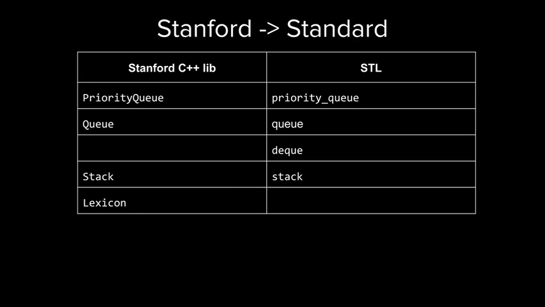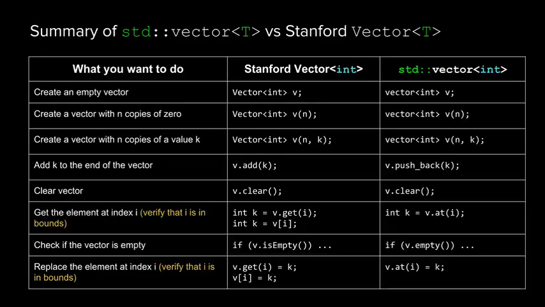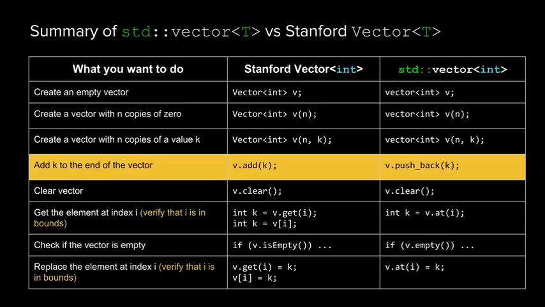And there are some method differences too, but they aren't huge. But I have a reference here if anyone wants to look at it in their own time. So we have Stanford vector on the left, standard vector on the right. Everything looks the same except this. Instead of calling .add to put something at the end, you call .push_back because you're pushing to the back of the vector.